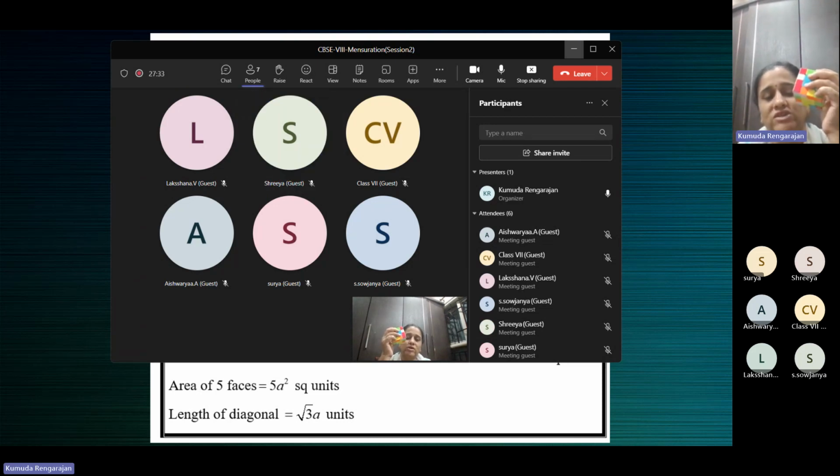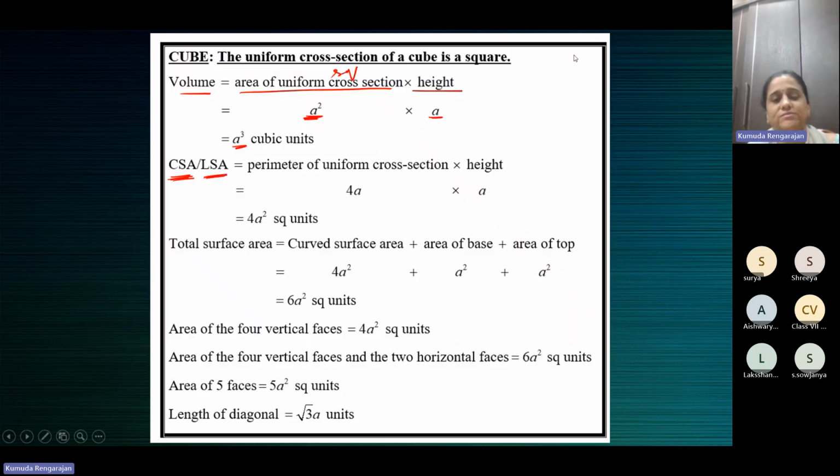Perimeter of the uniform cross section into height. 4A into A, 4A square. That is A square, A square, A square, A square: 4A square. 4 faces of 4A square. It's also understood like this.